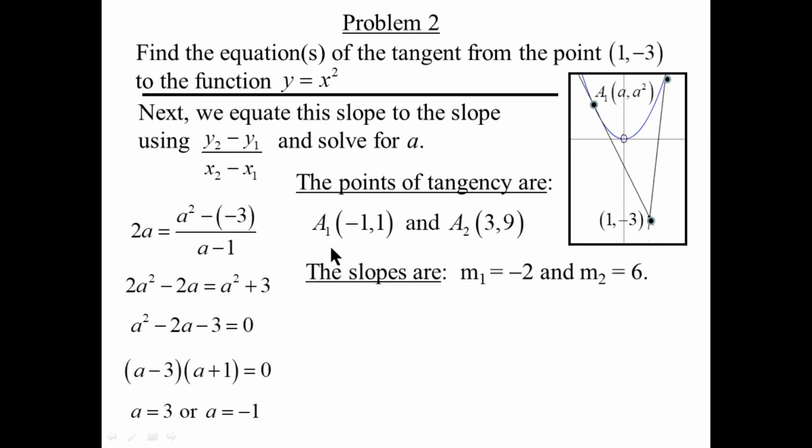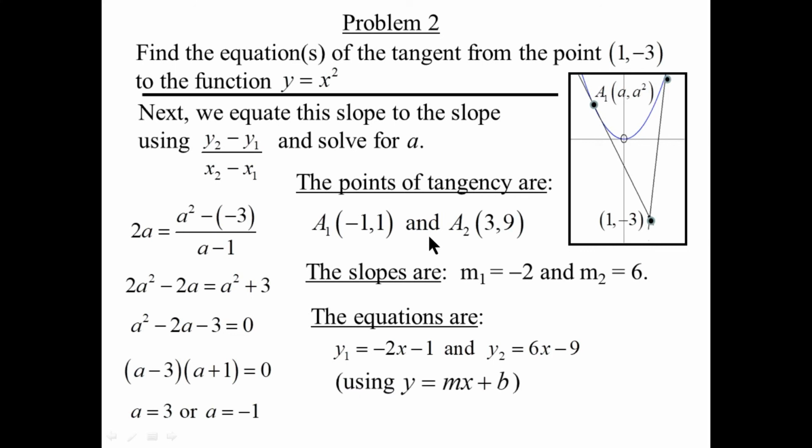We have our slopes. m1 is when a equals negative 1, and we know that the slope is always 2a, so it's 2 times negative 1, or 2 times 3, 6. So we have our slopes, we have our points, and we now have our equations using y equals mx plus b. And I'll leave the finding of the equations given this information to you as an exercise.